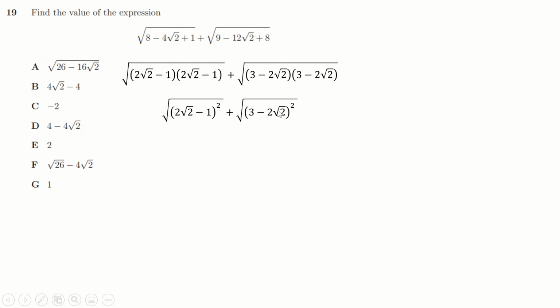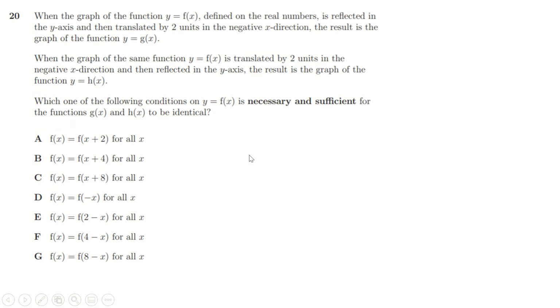This I'll be a bit more careful with, but this is about 1.4, which makes this about 2.8. 3 minus 2.8 is positive, so that's fine. I can just cancel the root and the squares, and then of course this cancels with this, and that makes a minus. That makes a positive 2. Okay, nice. Question number 20.